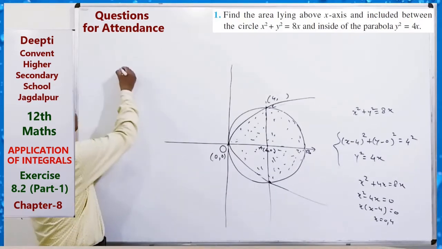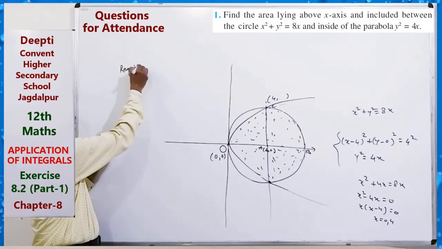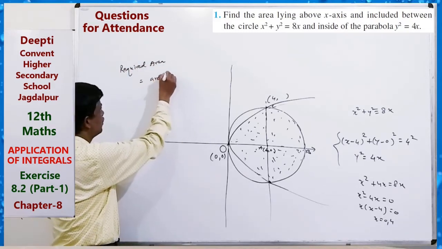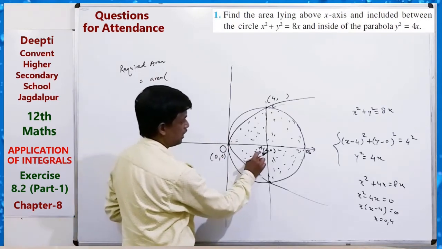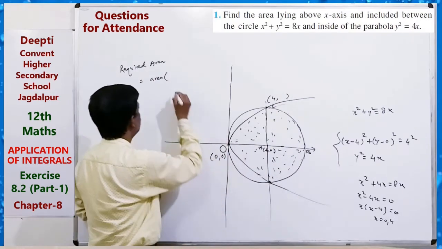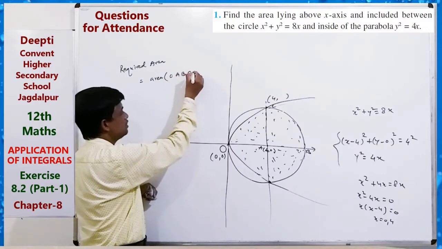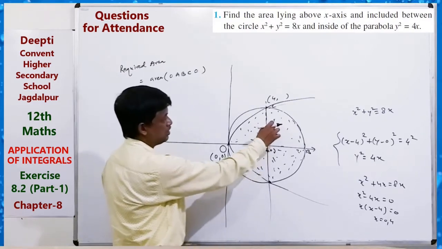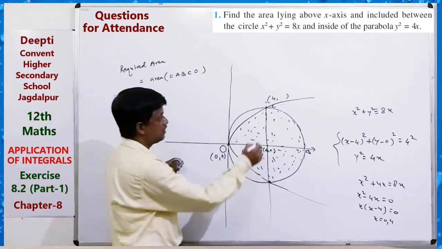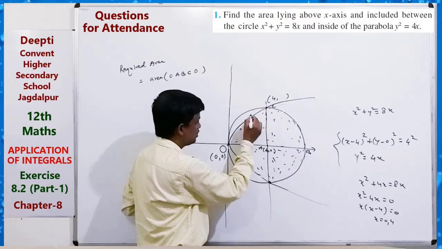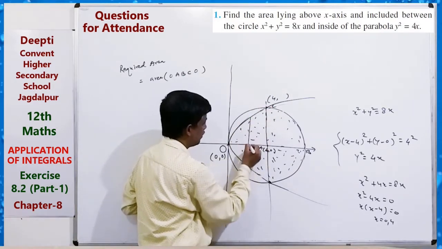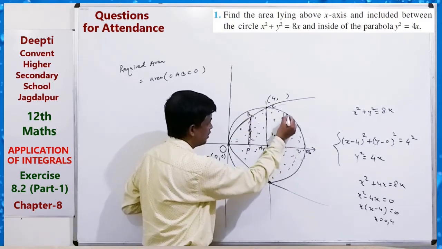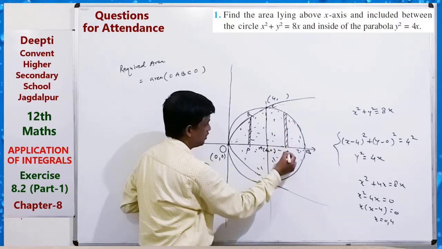So our required area equals the area O, A, B, C, O, upper part, only the upper part. And the upper part is divided by this line into two parts. The first part, taking strip PQ, the second part, taking strip P dash Q dash.